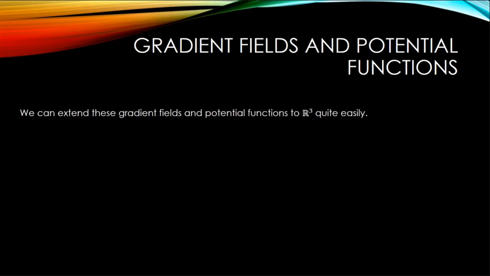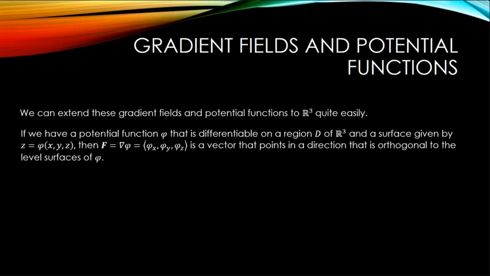And we can extend these gradient fields and potential functions into R3 very simply. We have a potential function phi differentiable on a region D in R3 space this time, and we have a surface given by z equals phi of xyz. Then I define my vector field F equal to del phi, which is equal to a vector with components phi sub x, phi sub y, phi sub z. This is a vector that points in a direction that is always orthogonal to level surfaces of phi.